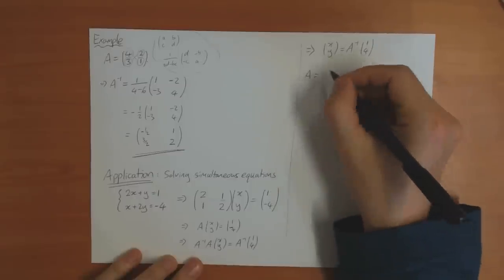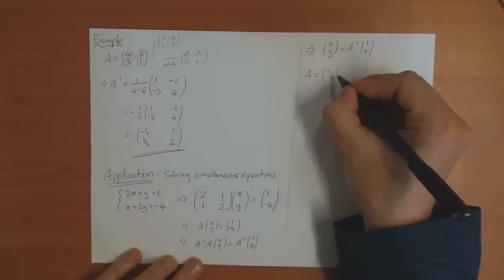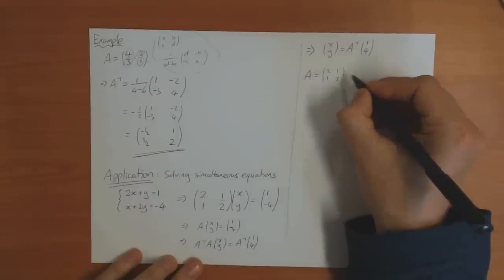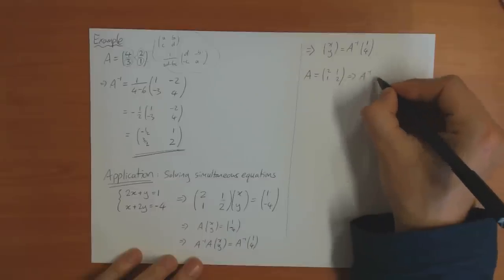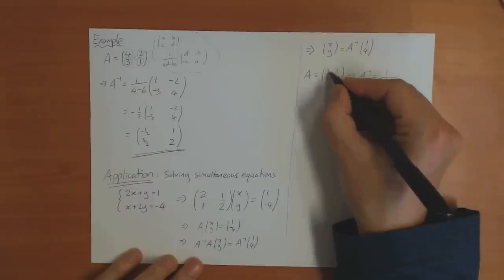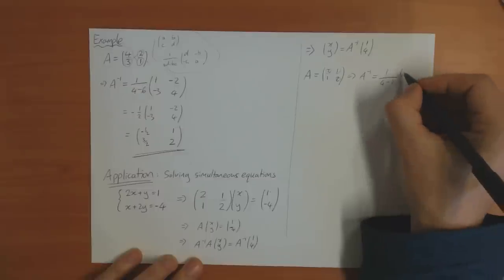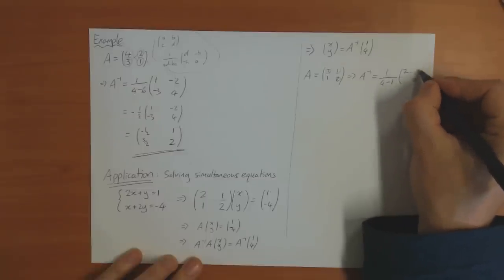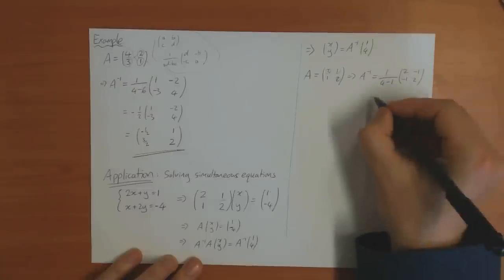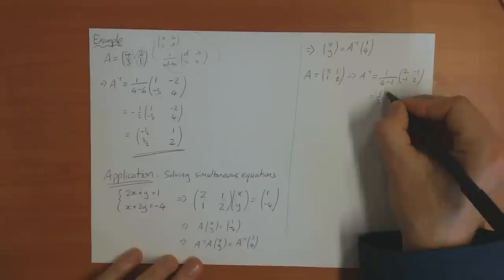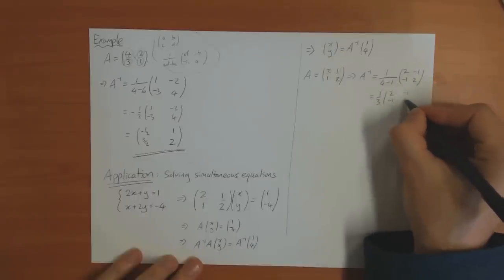So let's just calculate the inverse matrix. A is 2, 1, 1, 2. So A minus 1 is 1 over this times this minus this times that. That's 4 minus 1. These swap over and these multiply by minus 1. Okay. So this is a third times 2, minus 1, minus 1, 2.